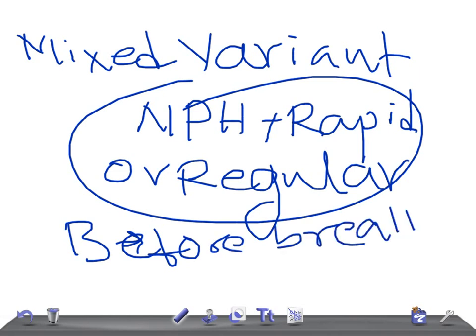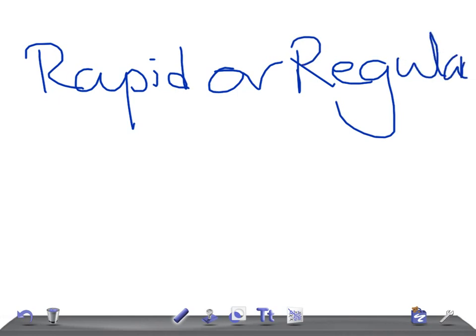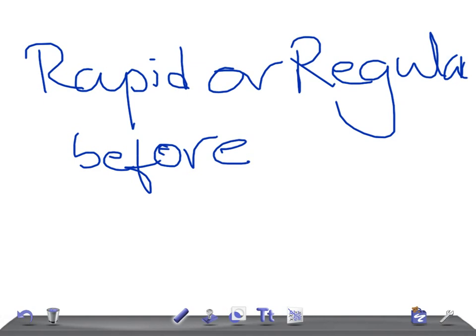Okay, before breakfast. Remember, this is given before breakfast. And rapid acting or regular insulin before supper. In this regimen, rapid acting or regular acting insulin is given before supper. So this is a slight variant from the split. Did you get me? Yes, before supper.